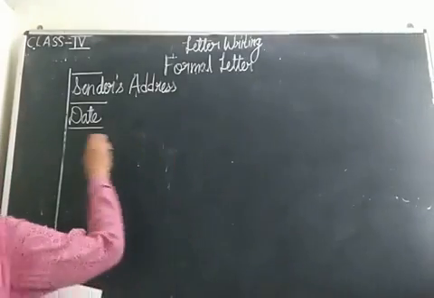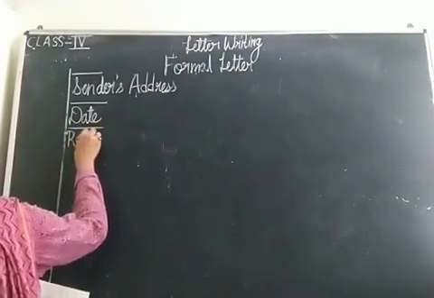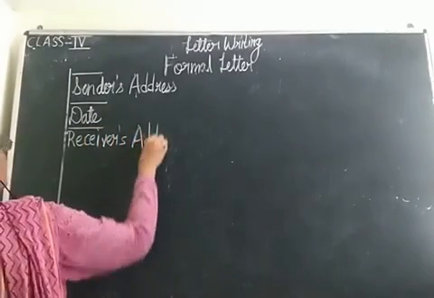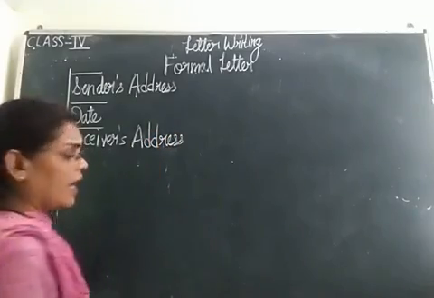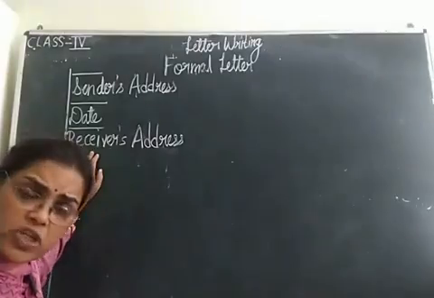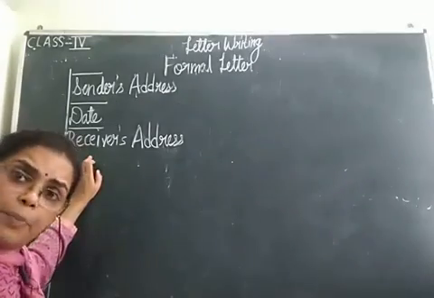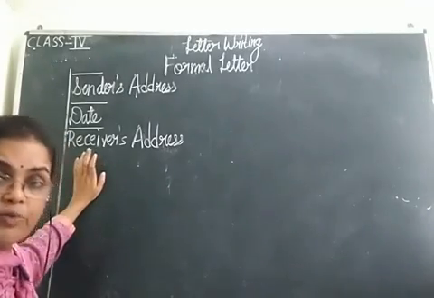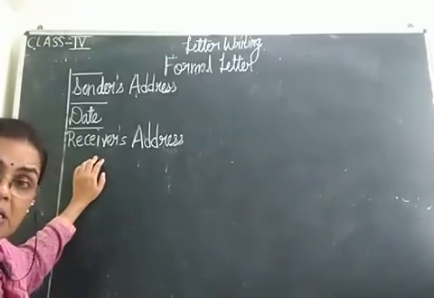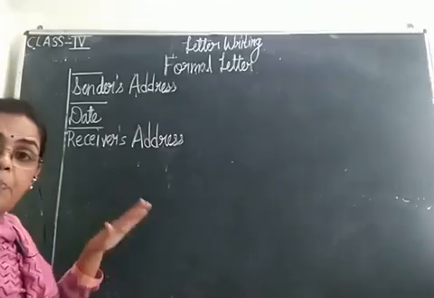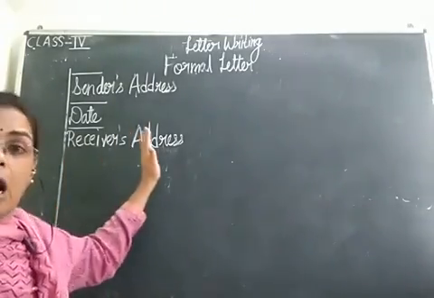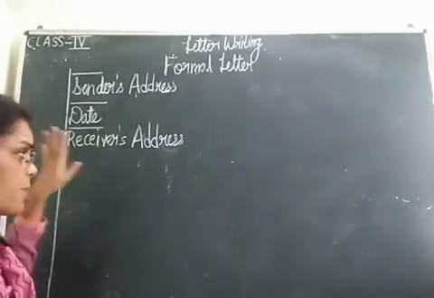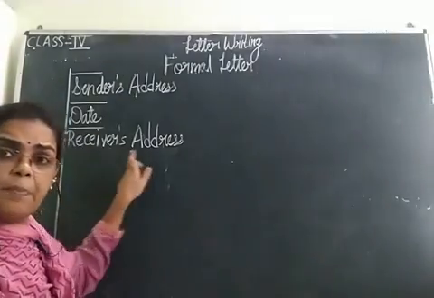Fine. So after writing the date, you have to write the receiver's address. Receiver's address means the person who is going to receive the letter. And in this case, as we are writing an application, the receiver will be our principal. This is a formal letter, so we'll be writing the address of the principal of the school. So the principal, Army Public School, Varanasi, 39 GTC. That's it. Got it? So keep in mind, receiver's address means the principal's address in the application.